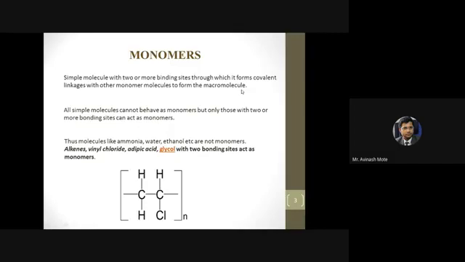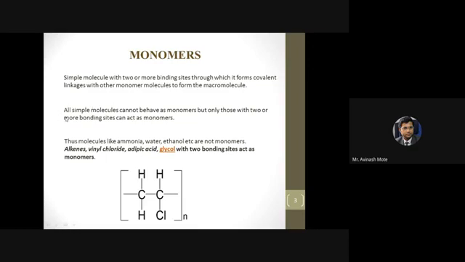You may be aware of macro and micro. Micro is the smallest, and its larger form is called macro. Micro will combine together and form a macro. So if I say monomer is a micro, polymer is a macro. So a simple molecule with two or more binding sites so that it can form a covalent linkage or a chain, that is called a monomer.